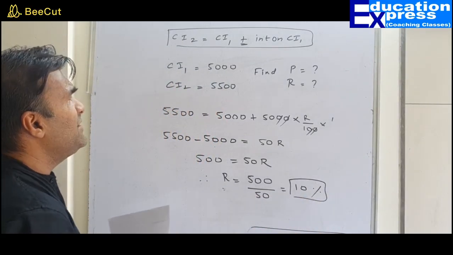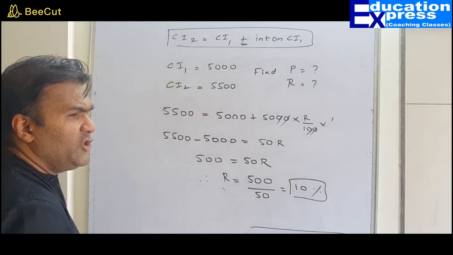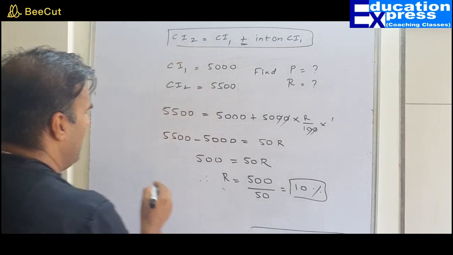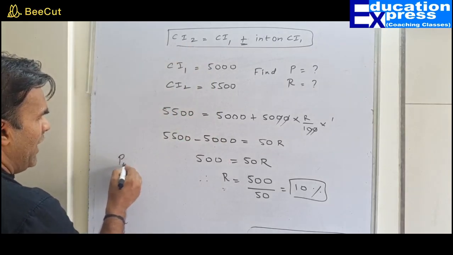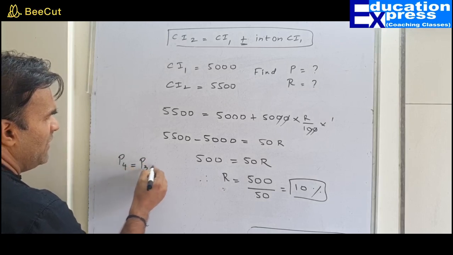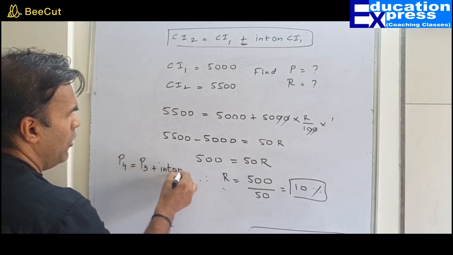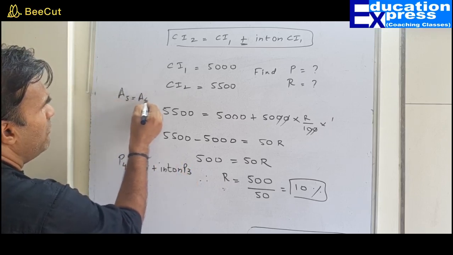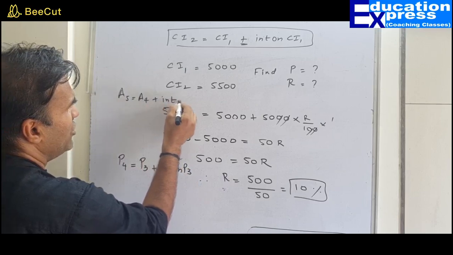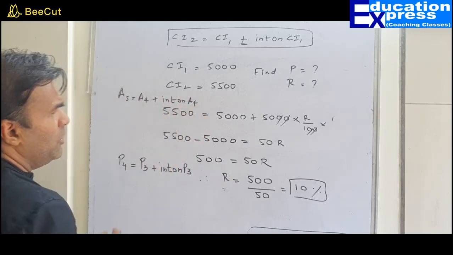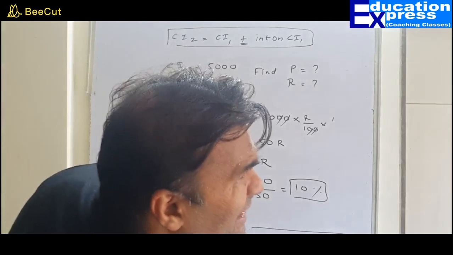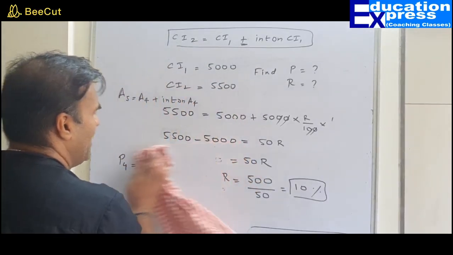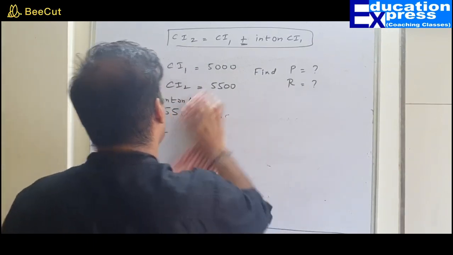Trust me, my dear friends, these formulas are not restricted to interest only, but can be applied to principal as well. You can write P4 equals P3 plus interest on P3. You can even write amount 5 equals amount 4 plus interest on amount 4. So these formulas are versatile. They can be used for principal, for interest, and also for amount.